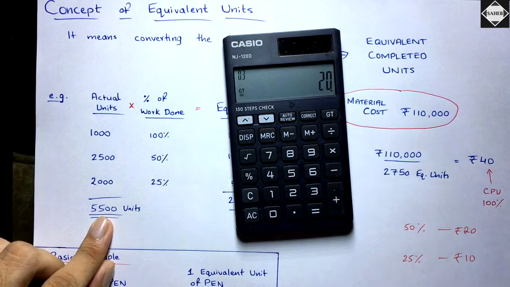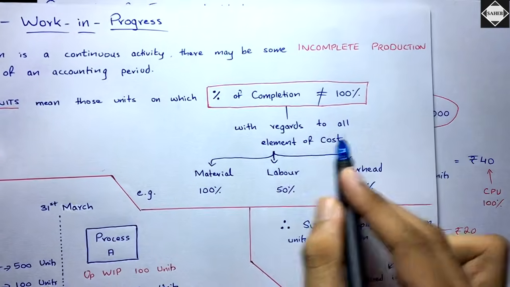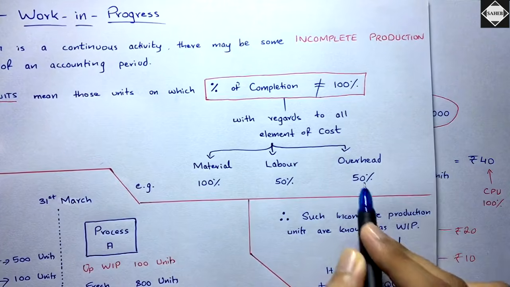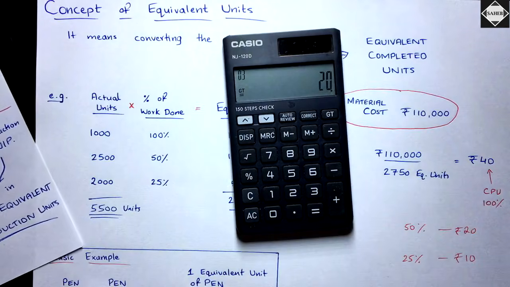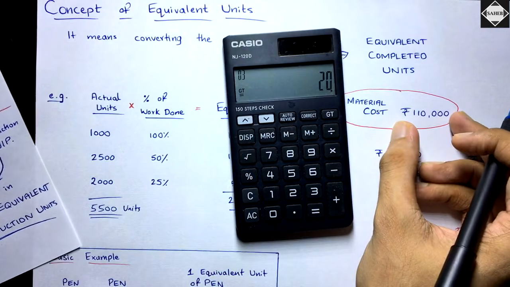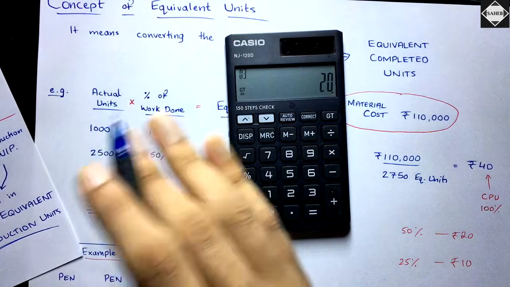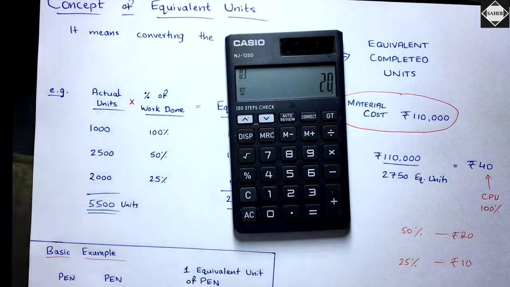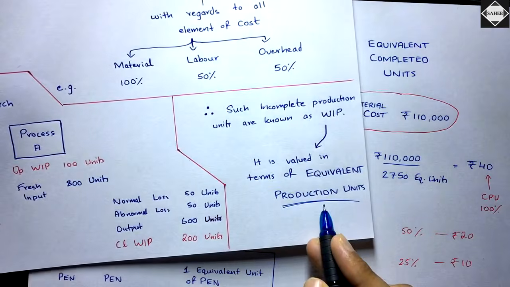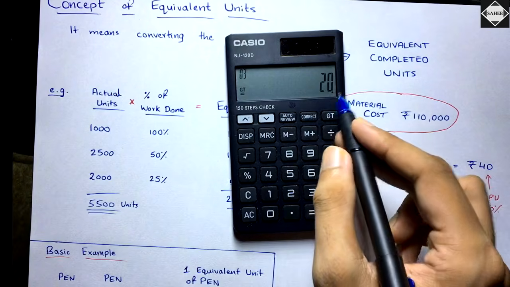It's not true. Why is it not true? Because, as I said, the percentage of completion with regard to all elements of cost, material, labor, overhead, is not 100% on all these units. So you cannot take this whole cost 1,10,000 and allocate it to all these units on an equal basis. You can't do that. What you have to do is make use of equivalent production units. So this 20 will be completely ridiculous.